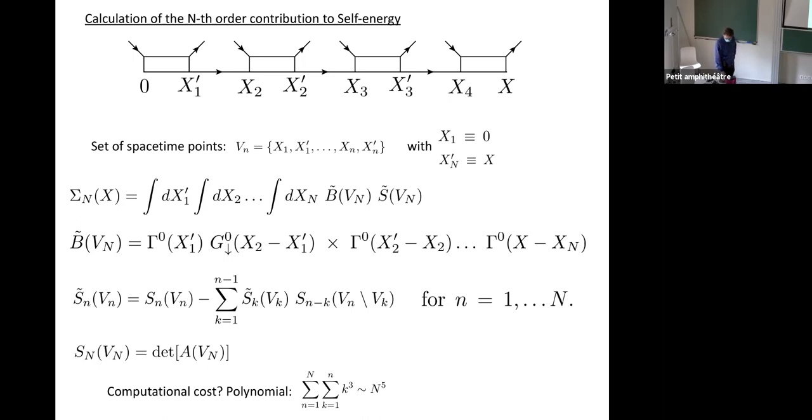Now, what's the computational cost of that? That's very easy to see. We just have this recursive formula. So we have to sum little n from 1 to big N, and then we have this sum over k. One determinant costs k cubed, so in the end it's N to the power of 5. So it's a bit more costly than G itself, but still polynomial.